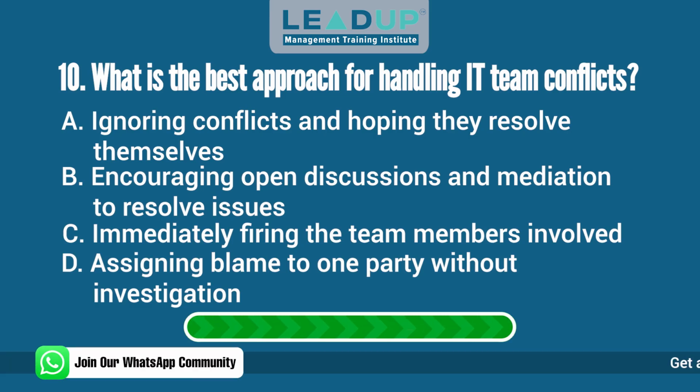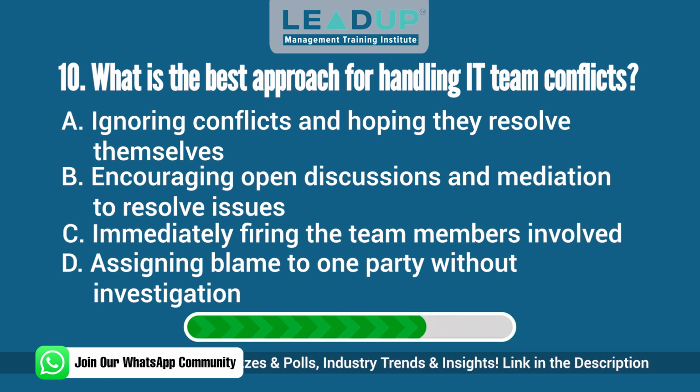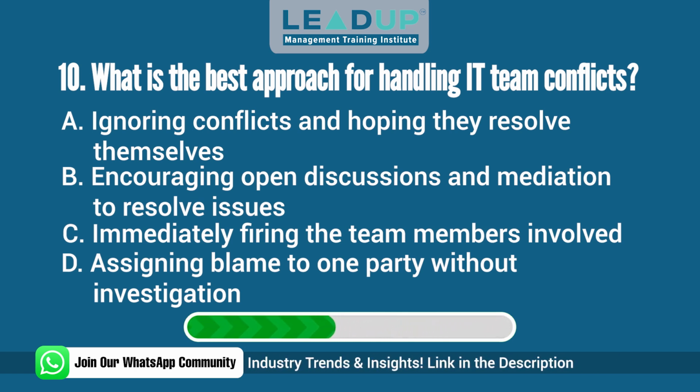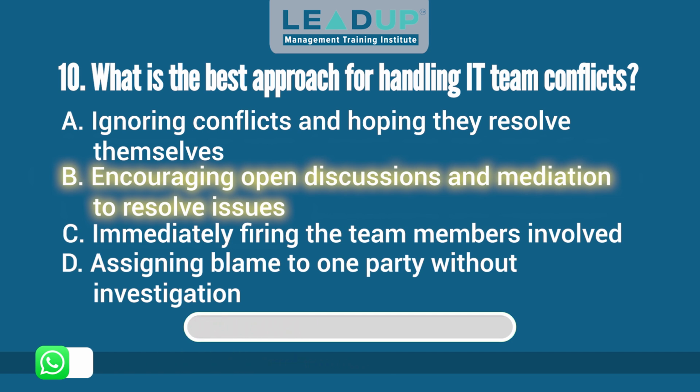Question 10. What is the best approach for handling IT team conflicts? A. Ignoring conflicts and hoping they resolve themselves. B. Encouraging open discussions and mediation to resolve issues. C. Immediately firing the team members involved. And D. Assigning blame to one party without investigation. Answer B. Encouraging open discussions and mediation to resolve issues.